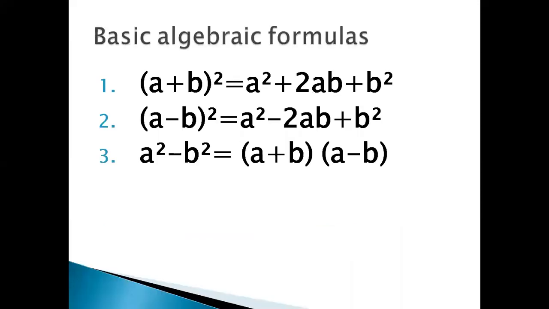These formulas or identities are: a plus b whole square is equal to a square plus 2ab plus b square. A minus b whole square is equal to a square minus 2ab plus b square. A square minus b square is equal to a plus b into a minus b. Now we have to see, using these identities, how we can calculate or evaluate squares of different numbers.